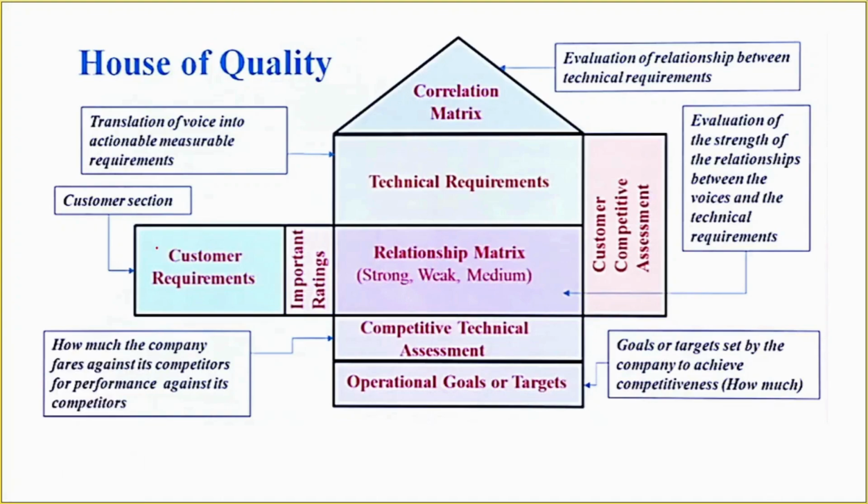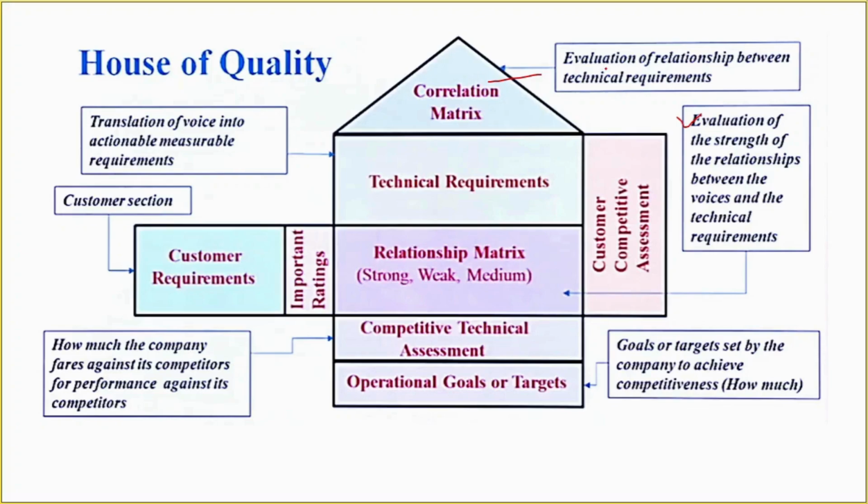And what is that? Customer requirement. Remember, this customer section is the most important section of the house of quality. Then, based upon the customer requirements, there are some importance ratings. Whatever the requirements are, the relationship matrix shows whether they are strong, weak or medium. It is the evaluation of the strength of the relationship between the voice of the customer and the technical requirements. Now comes the top one, the correlationship matrix.